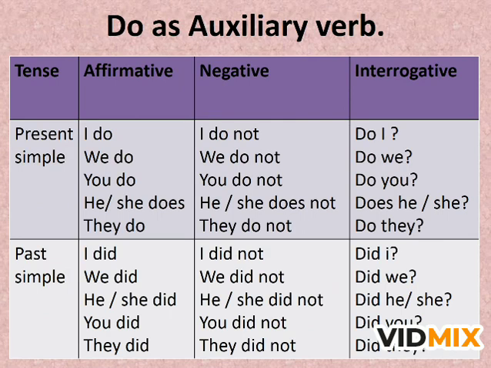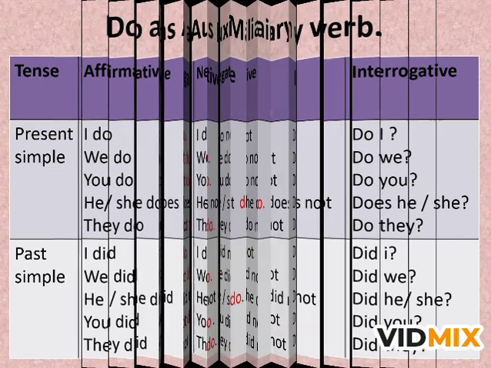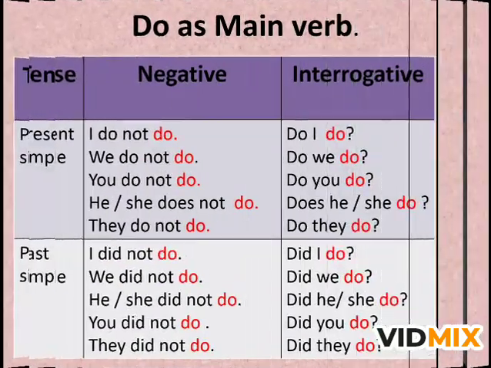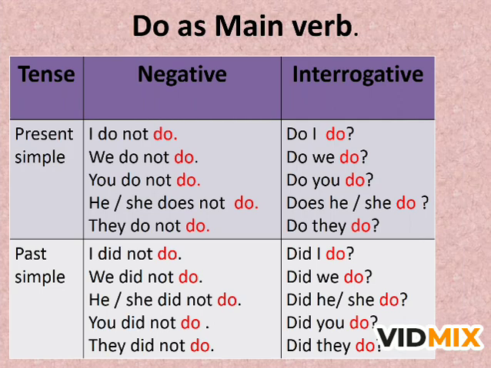Do as auxiliary verb. See the table: present simple, I do, he, she does, negative, he, she does not, interrogative, does he or she, past simple, he or she did, he, she did not, did he or she. Do as main verb. For example, he or she does not do, interrogative, does he or she do, past simple, he or she did not do, did he or she do.